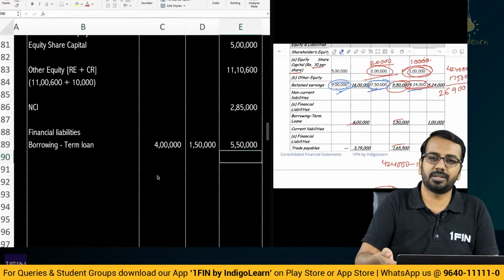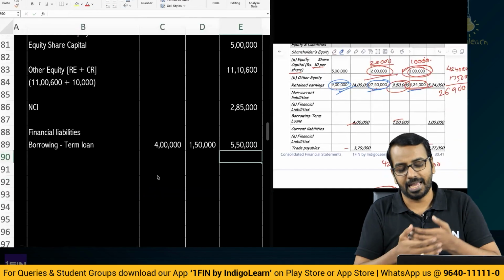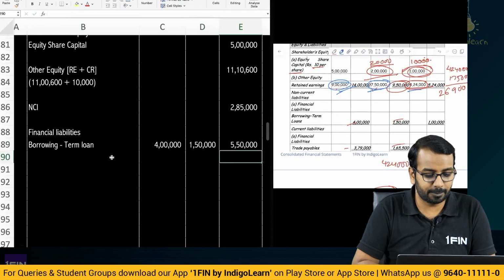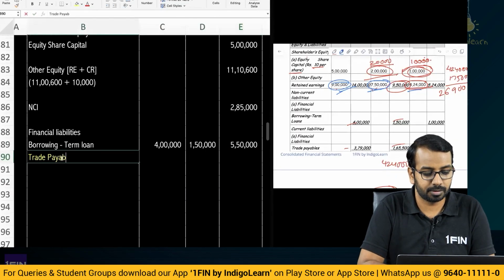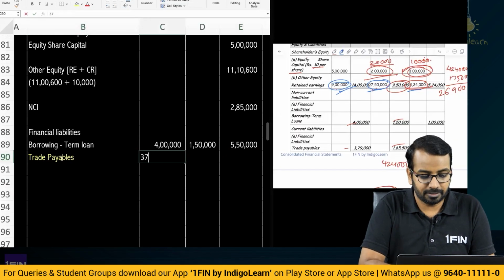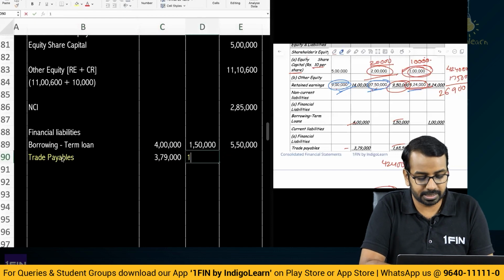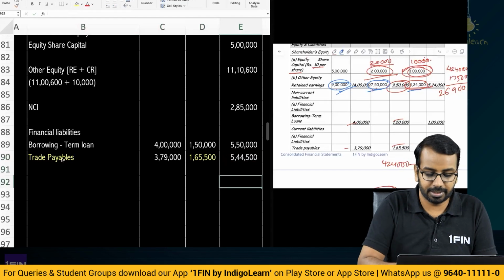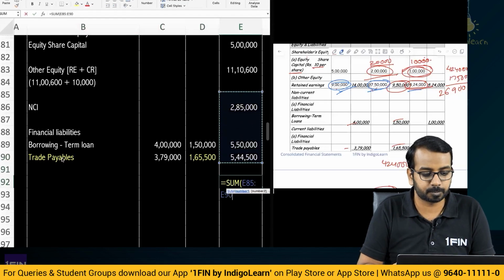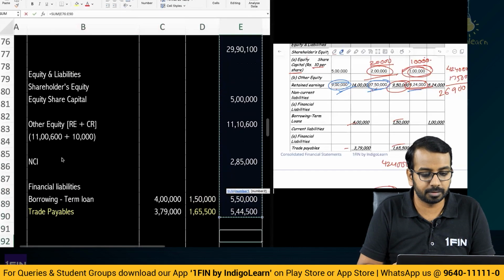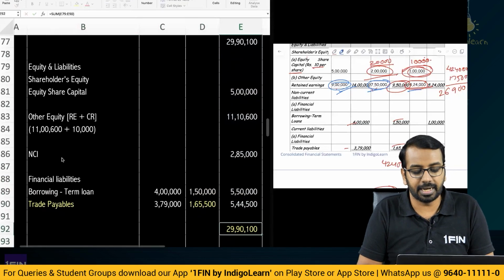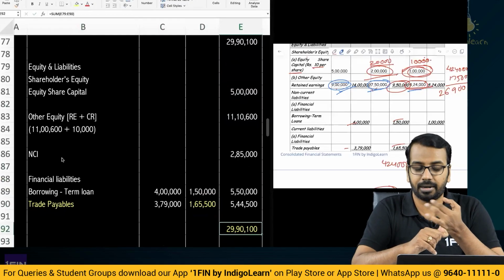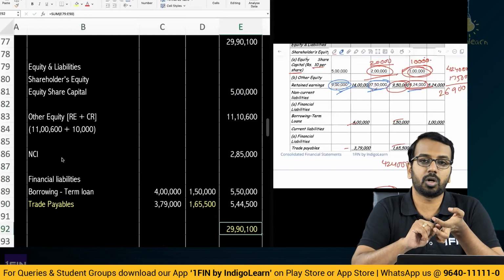See, the balance sheet preparation is simply addition of the numbers. Okay. After the basic workings are correct, you can practice this on your own as well. Then we have trade payables: 379 and 165,500. The total comes to 544,500. And if you do the total, that is 29,90,100.